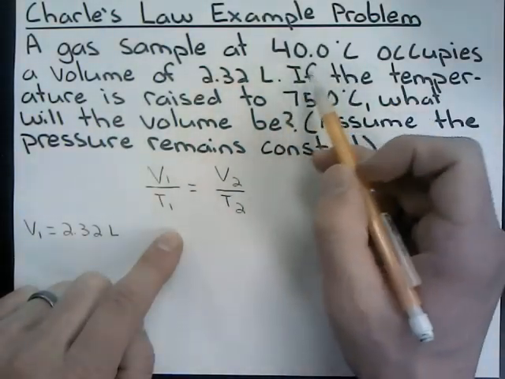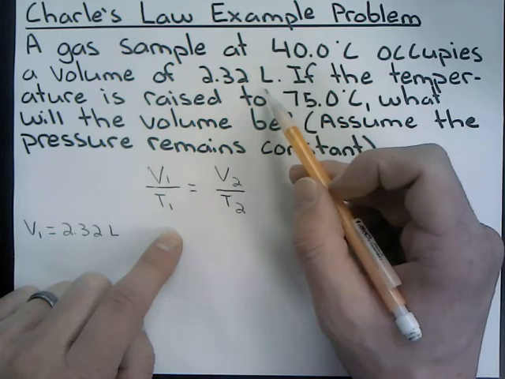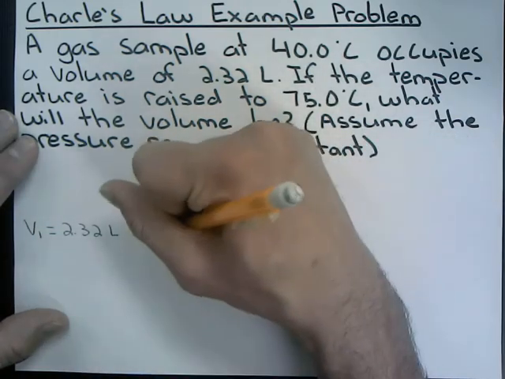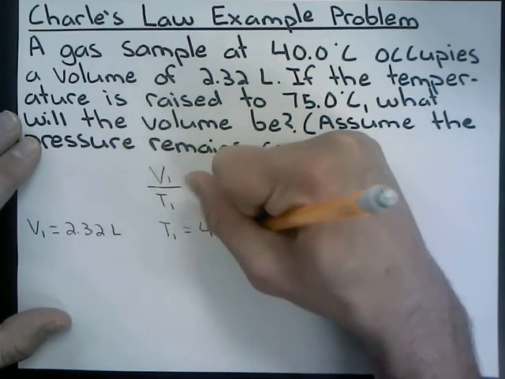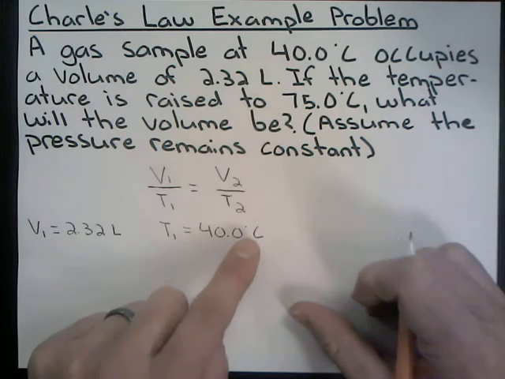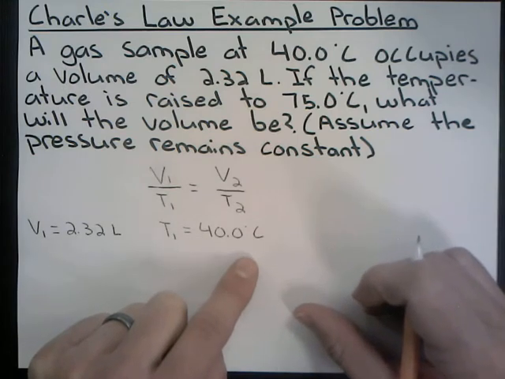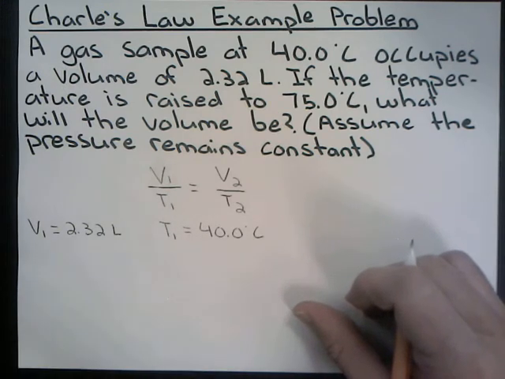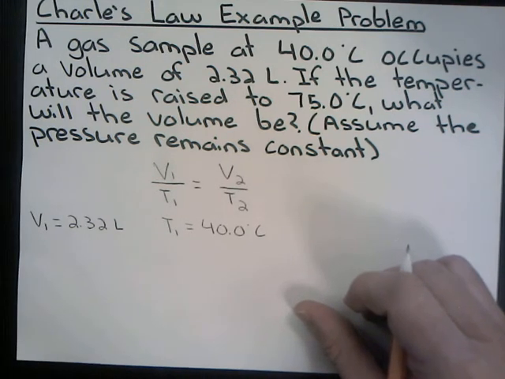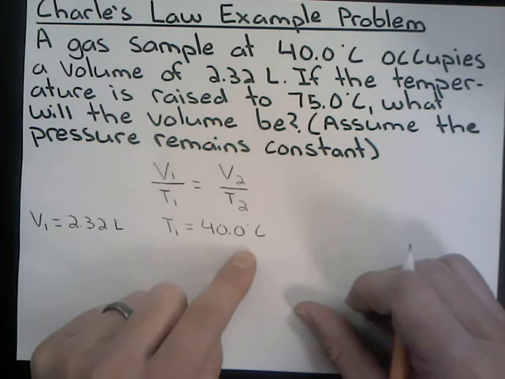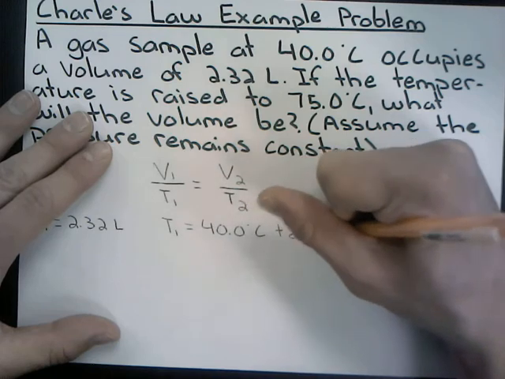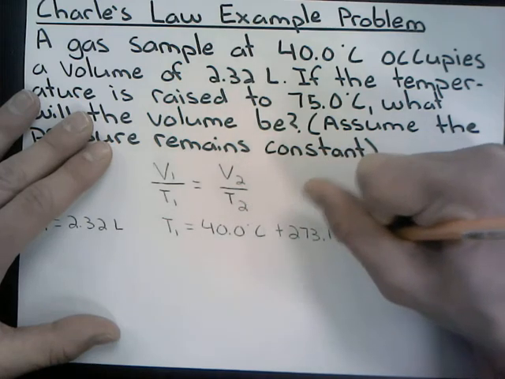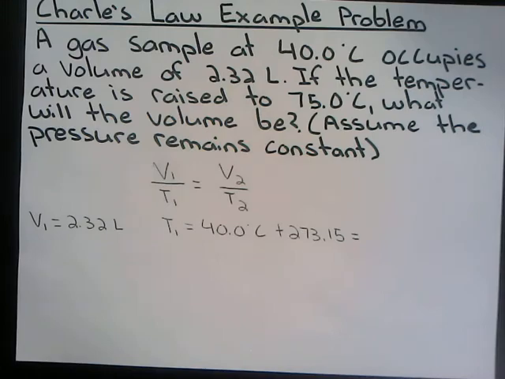It said that gas at a volume of 2.32 liters was at 40 degrees Celsius. Now, I'm going to pause right here because we cannot have degrees Celsius. We have to use Kelvin scales, and the real reason for that is we can't have negative temperatures when we throw it into this formula. And so what we're going to do to go from degrees Celsius to Kelvin is we are going to add 273.15 and we'll get our first temperature.